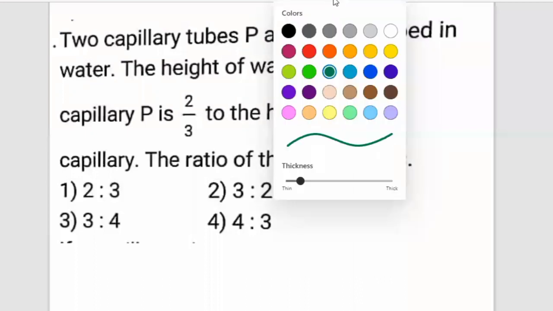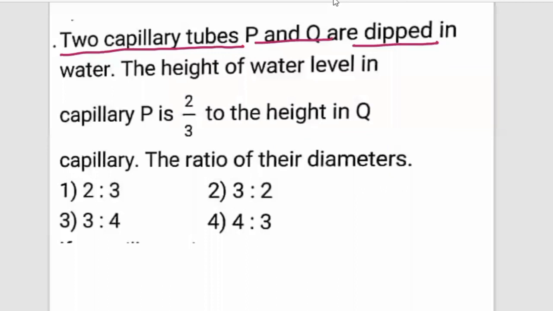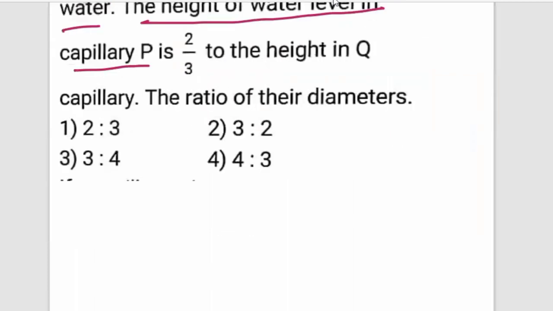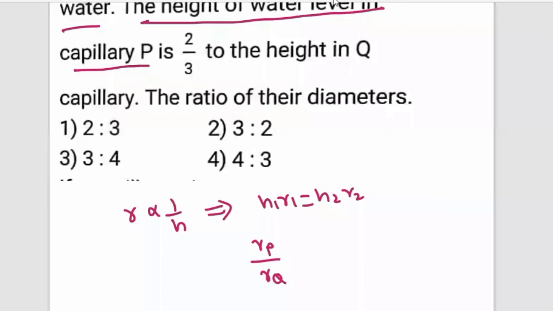Two capillary tubes P and Q are dipped in water. The height of water level in capillary P is 2/3 of the height in capillary Q. Find the ratio of their diameters. Here we already know R is inversely proportional to H. Otherwise, you can write H1 R1 equals H2 R2. From this relation, you can write RP divided by RQ is equal to HQ divided by HP.